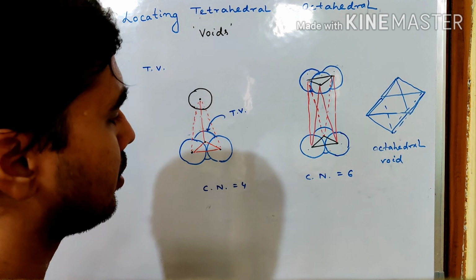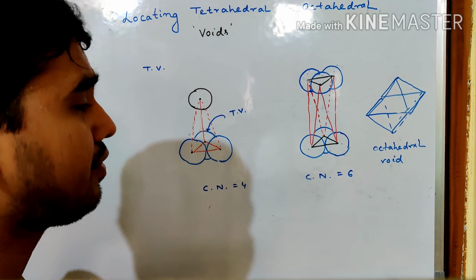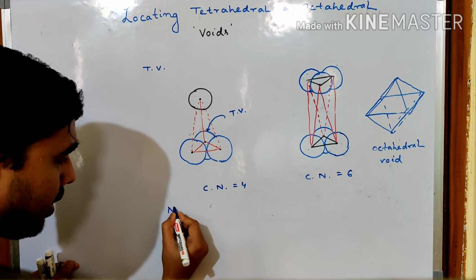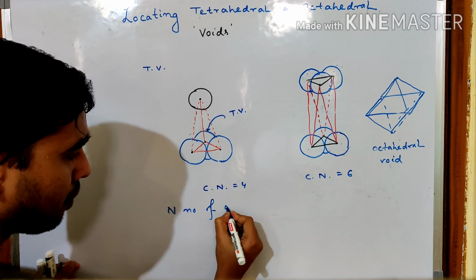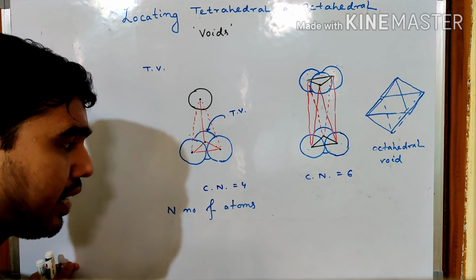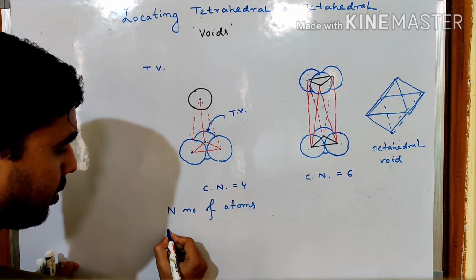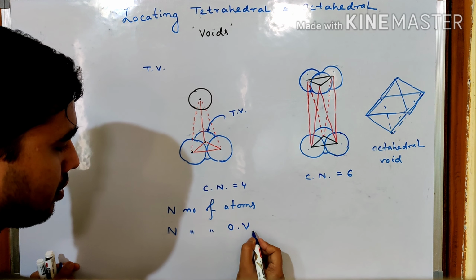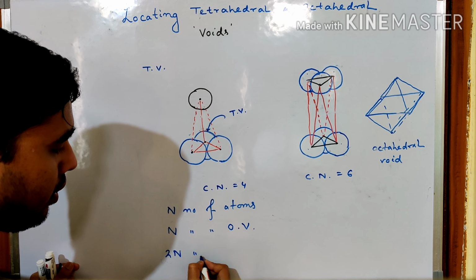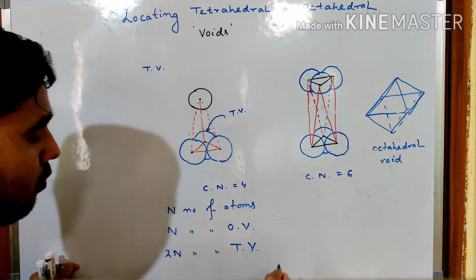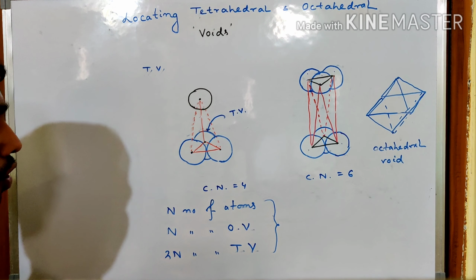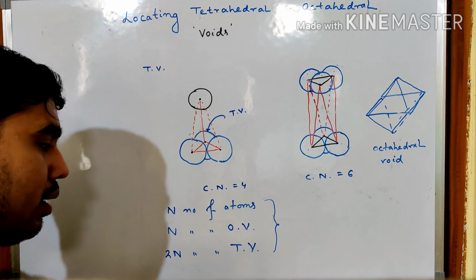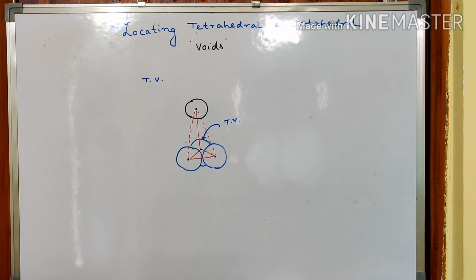Now let us see what will be the number of tetrahedral and octahedral voids. There is a formula that if there are n number of atoms in a unit cell, there will be n number of octahedral voids and 2n number of tetrahedral voids. This is the formula of tetrahedral voids and octahedral voids. We can actually categorically prove that it is the case.